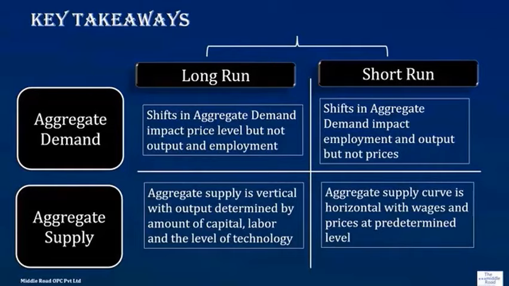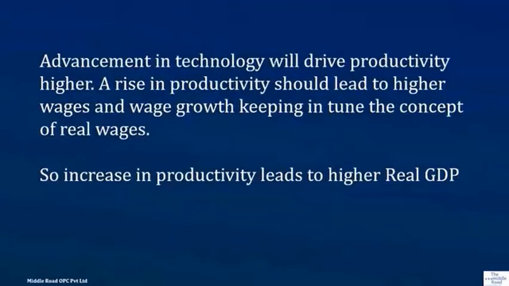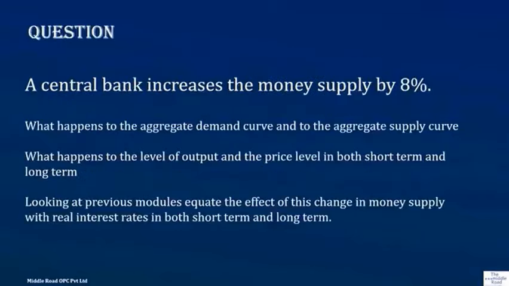And when you're looking at aggregate supply, in the long run, I talked about how it's affected by the production function and the factors of production, which is basically the amount of capital and labor and the level of technology, how efficiently the technology is using these two factors of inputs. In the long run, the aggregate supply curve is horizontal with wages and prices predetermined. This is the idea we have seen through graphs of how this works out. Advancement usually in technology will drive productivity higher. A rise in productivity will lead to higher wages and wage growth.